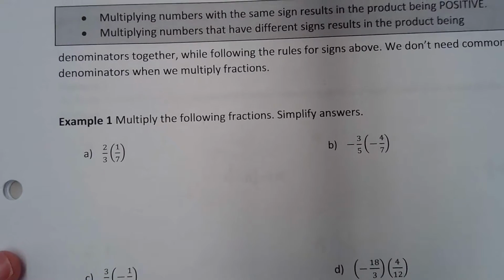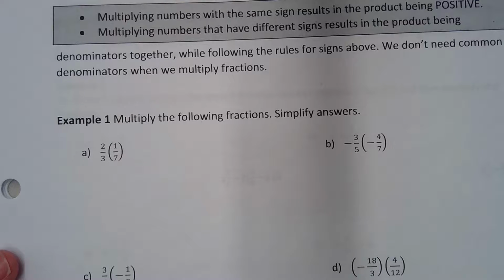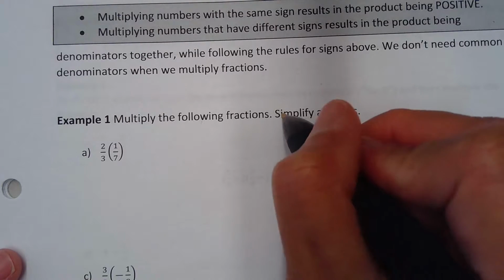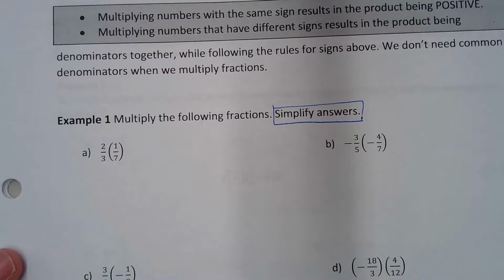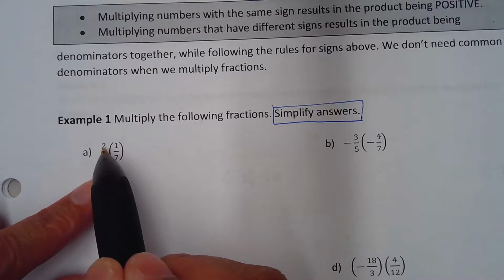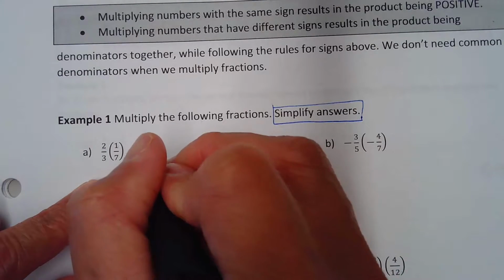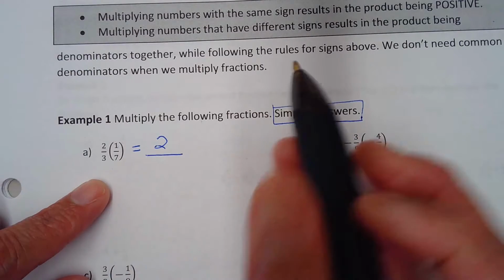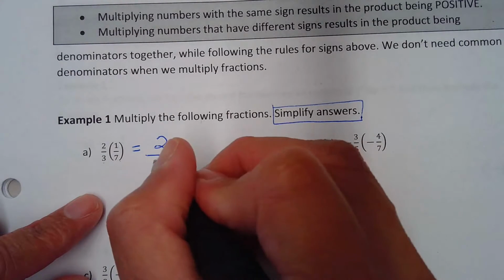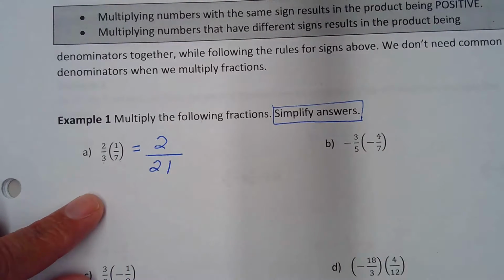Example 1. Multiply the following fractions. And then, oh, I see here, it says simplify our answers. So, numerator times numerator, I see that 2 times 1 is 2. 3 times 7 is 21. And can I simplify that further? No.